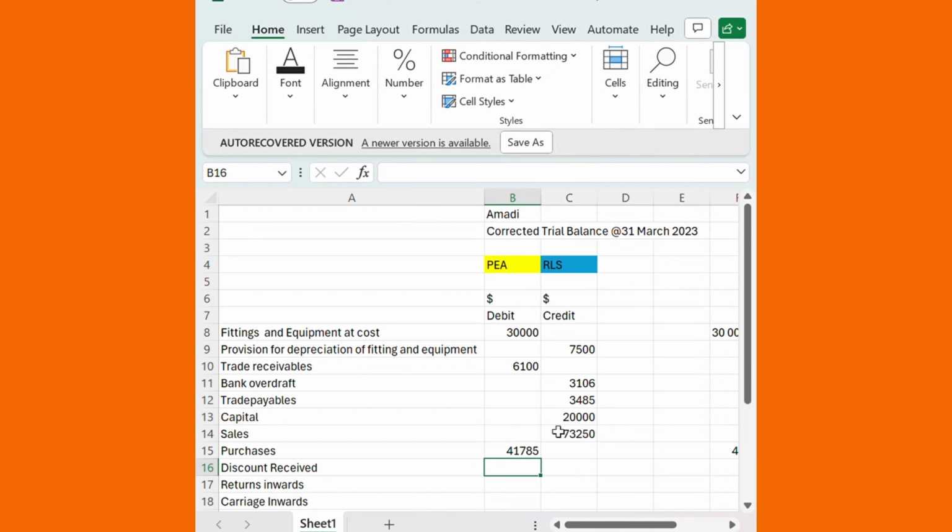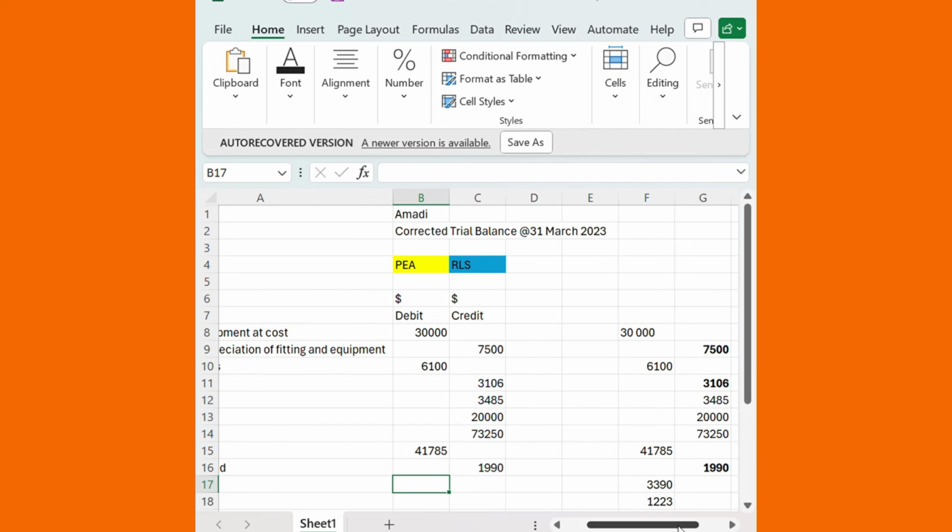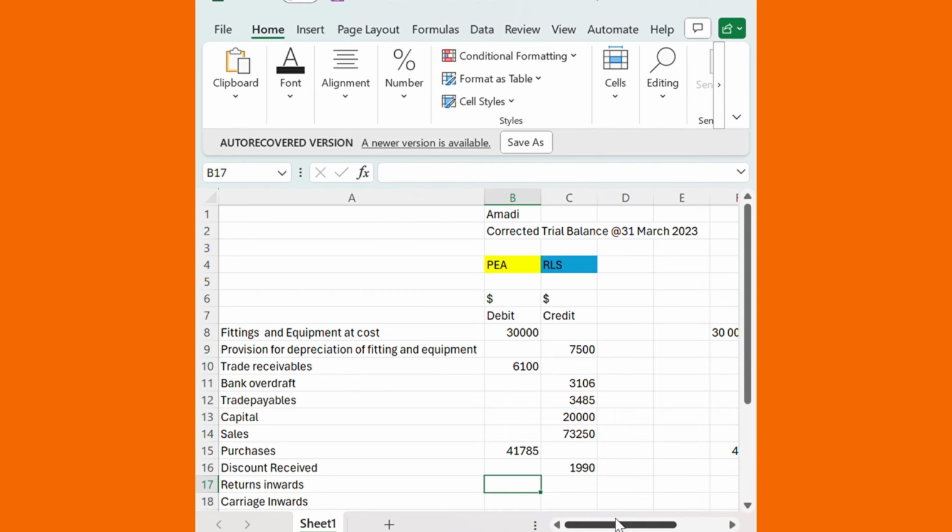So sometimes you need to remember, with the discount received, what is it associated with? It is associated with purchases, the purchases we've made. So then the discount received is 1990, and then the returns inwards. Now returns inwards, okay, this is when we've sold something.